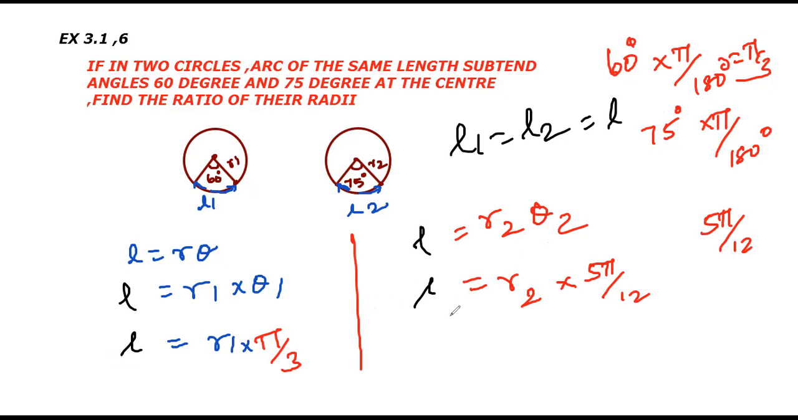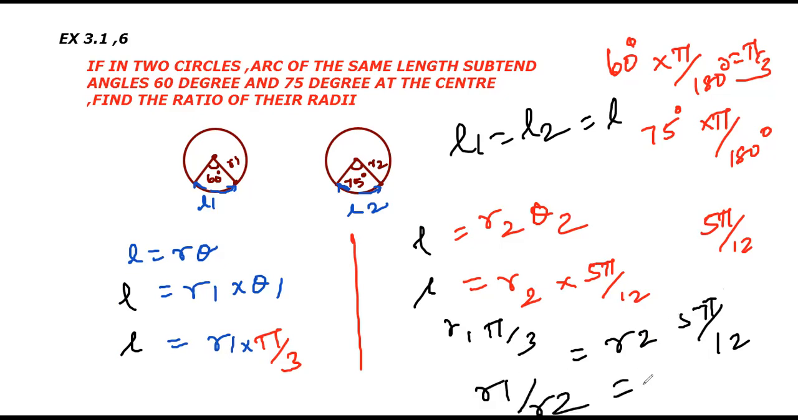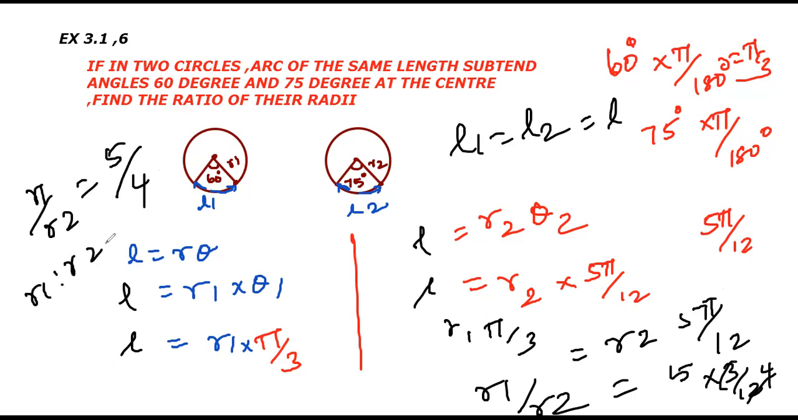So R1 pi by 3 is equal to R2 into 5 pi by 12. Pi and pi will cancel out each other. You will have R1 by R2 is equal to 5 times 3 by 12. If you simplify, you will have 5 by 4. So the answer is R1 by R2 is equal to 5 by 4, R1 is to R2 is equal to 5 is to 4. Okay, so that's their ratio. 5 is to 4 is the answer.